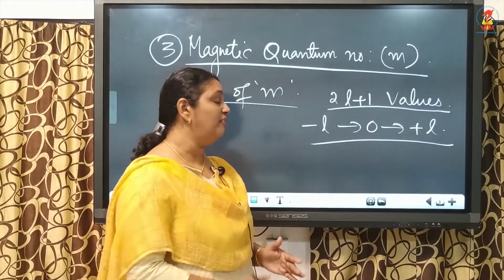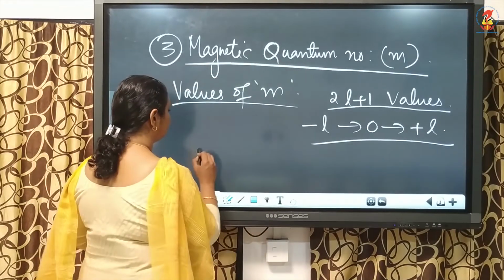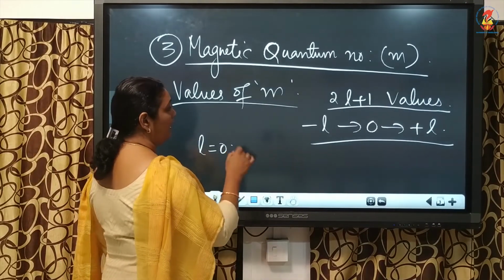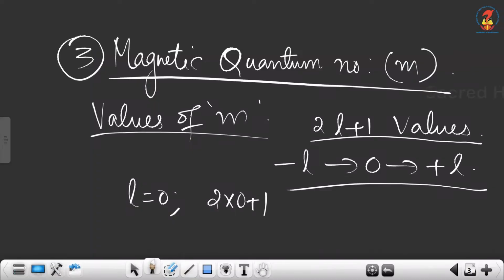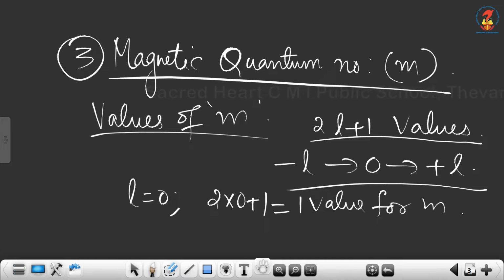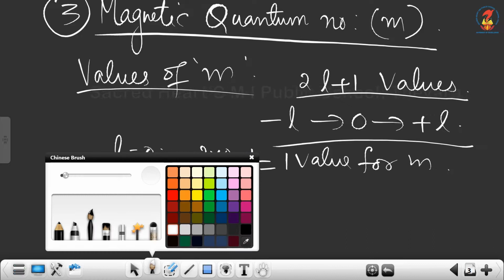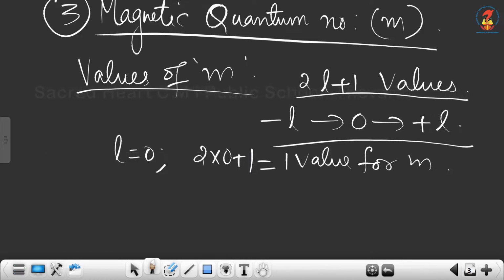Now for example, if L is equal to 0, how many M values can you have? 2 into 0 plus 1, which is equal to 1. So we have one value for M. Now what is that one value? It ranges from minus L through 0 to plus L. L is equal to 0. So minus L means 0, 0 to 0. So what is that value? The value is equal to 0.